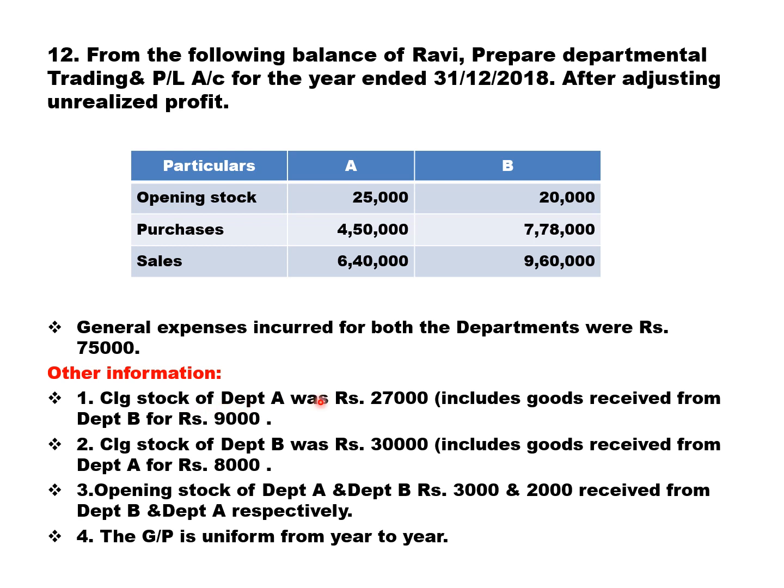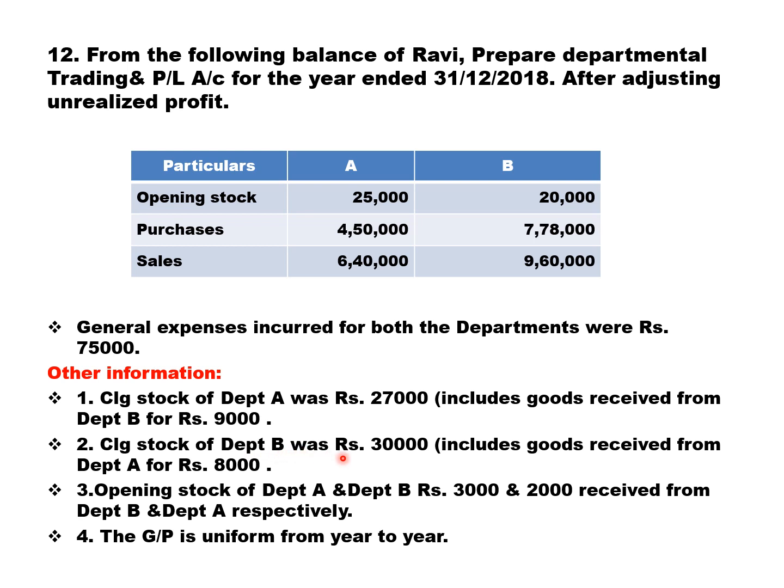Other information: closing stock of department A was 27,000, which includes goods received from department B 9,000. So 9,000 is included in 27,000. So B has transferred the goods to A, and 9,000 is called the transfer amount of goods, which includes unrealized profit. So this unrealized profit in 9,000 needs to be adjusted, because clearly on the top they mention after adjusting unrealized profits. So department B has transferred the goods to A at profit. So that profit is included in 9,000. How much is a profit? You need to calculate GP percentage. That GP percentage will be the amount of profit.